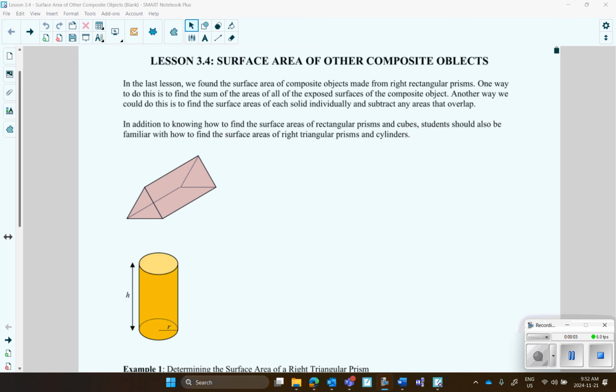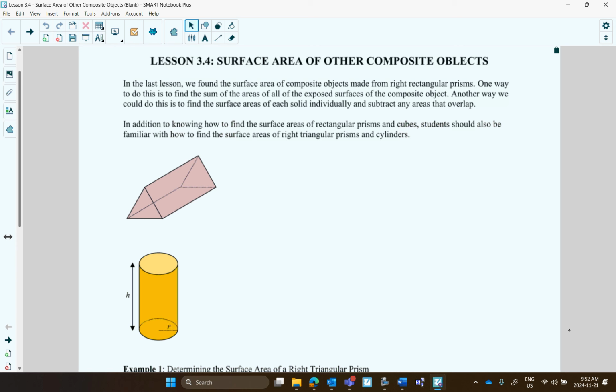So last lesson, we talked about how to find the surface area of rectangular prisms, where all six faces are made up of rectangles, and how to find the surface area of cubes, where all six faces are made up of squares. And then we looked at a few where we pushed some cubes together or pushed some rectangular prisms together. We're going to look at two more three-dimensional figures.